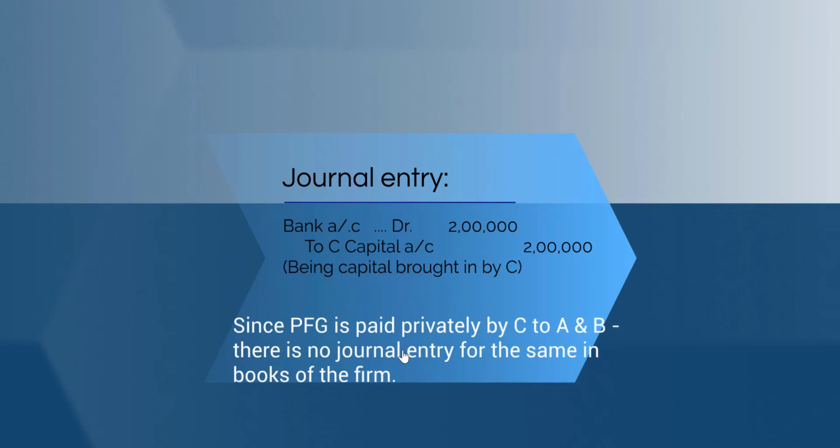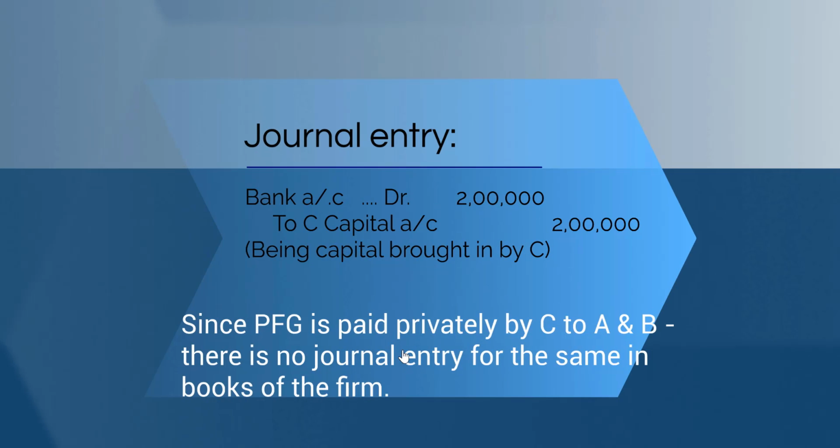As far as journal entries are concerned, we need to pass the journal entry only for the capital which is brought in by C, which is bank account debit to C's capital account rupees 2 lakh for the capital brought in by C. Since the premium for goodwill is paid privately by C to A and B, there will be no journal entry for the same in the books of the firm.